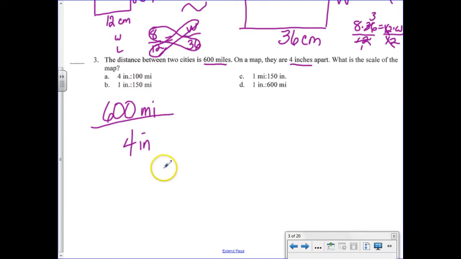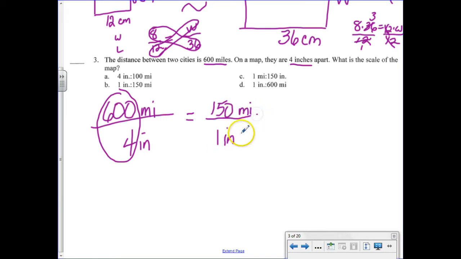Now, as I'm looking at this, it says, what is the scale? Oh, well, let's see. I guess I don't have it written the same way, but you know what? If I want to get 1 inch, I know that I could simply take 600 divided by 4 and figure that this is 150 miles represents 1 inch. Now, I don't have it written this way, but when I look to see what's matching up here, I see this has a 1 and 150, and so does this one, so you'd better be careful and check your labels. 1 inch represents 150 miles. Not 1 mile is 150 inches. Nope, nope, nope. So it should be B.